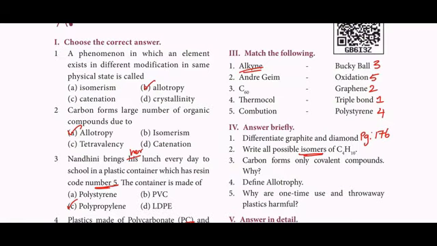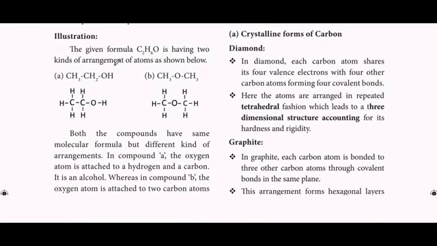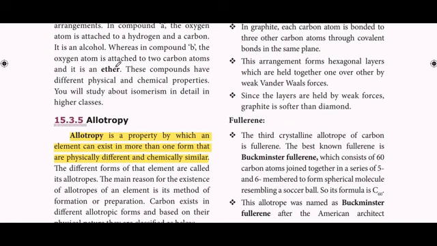Define allotropy. The answer for this is on page number 176. The heading Allotropy is in the book, and it is enough to write only what I have marked. Allotropy is a property by which an element can exist in more than one form that are physically different and chemically similar. So this is the allotropy definition. Okay. Next one.